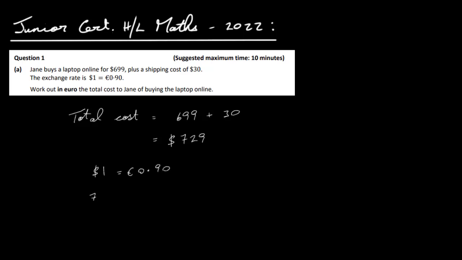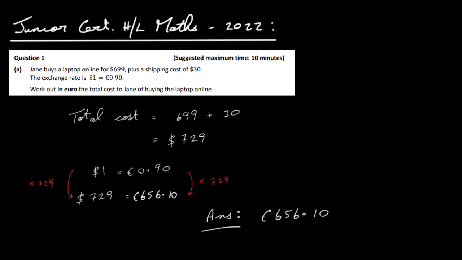We want $729. So what we've done on the left hand side here is just multiplied by 729. So what we're going to do on the right hand side is the same thing, multiplied by 729. So if you do that, you get 656 euros and 10 cents. So this would be our answer here. So the answer, if you like, is 656 euros and 10 cents.